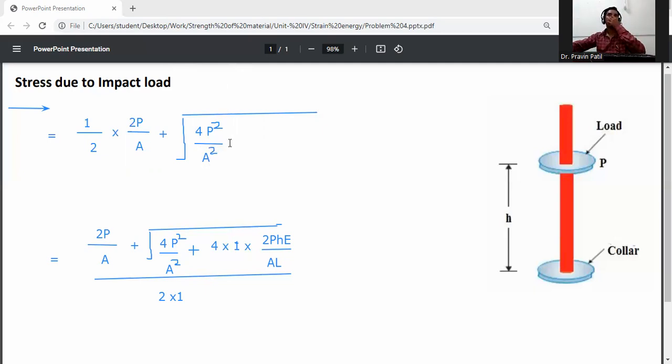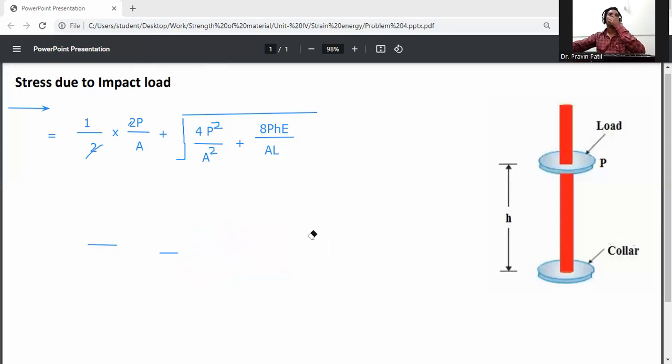So this equation finally will get plus 8phe divided by al. Okay, so these two will get cancelled. Final equation.